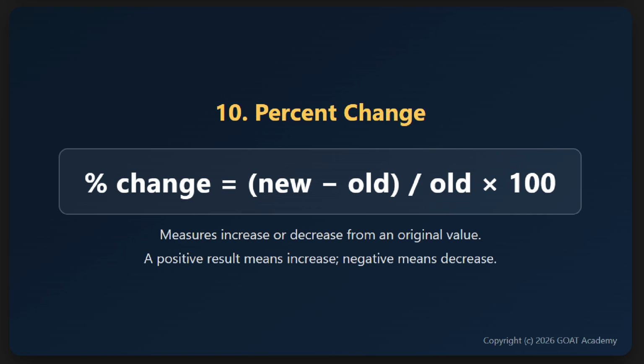Percent change is calculated by taking the new value minus the old value, dividing that difference by the old value, and then multiplying by 100. If the result is positive, it's an increase. If the result is negative, it's a decrease. This formula is commonly used in data analysis and word problems involving growth or decline.